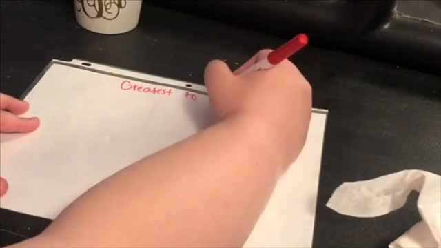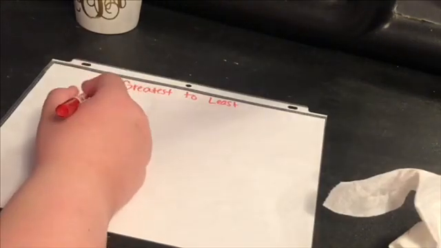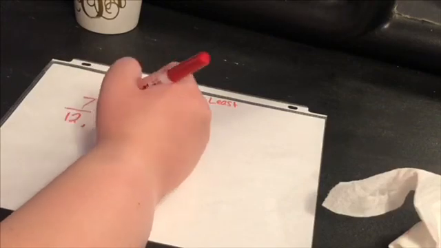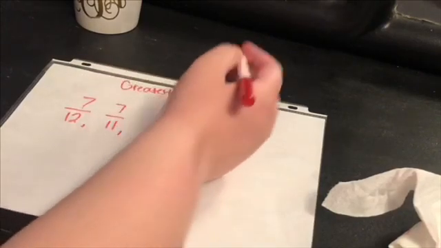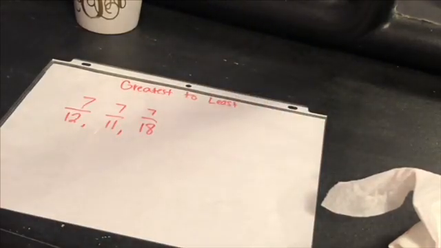Now, let's change it up a little bit, and we'll say from greatest to least. We're working from greatest to least is how we're going to order our fractions this time. So if I gave you 7/12, 7/11, and 7/18, how would we order that from greatest to least?